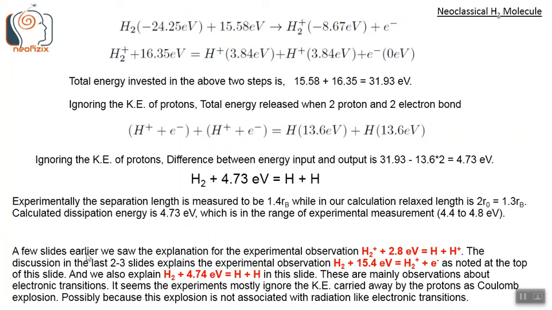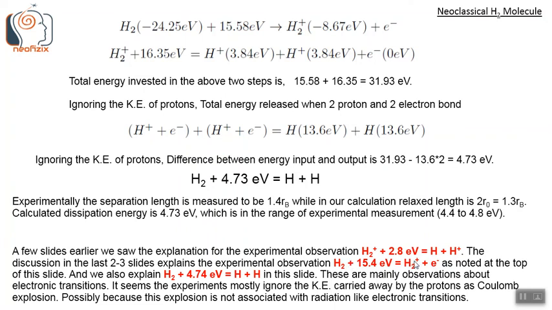So a few slides earlier, we saw the explanation for the experimental observation. H2 plus 2.8 electron volts gives rise to a hydrogen atom and a proton, H and H plus. So this is about the dissociation of the hydrogen molecular ion. So we can explain that. We explained that in some of the previous slides. The discussion in the last 2-3 slides explains the experimental observation.